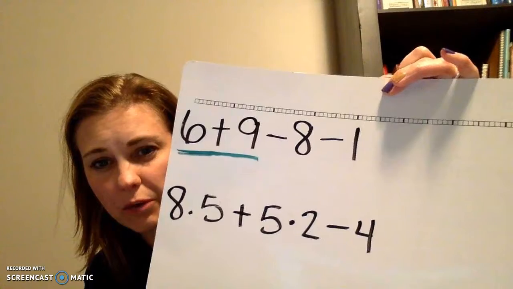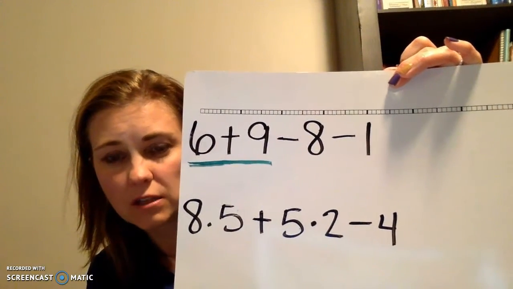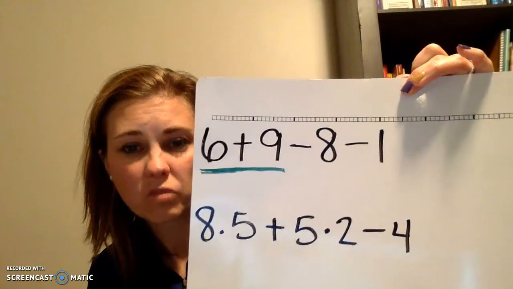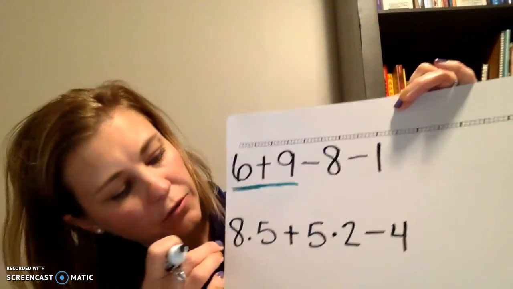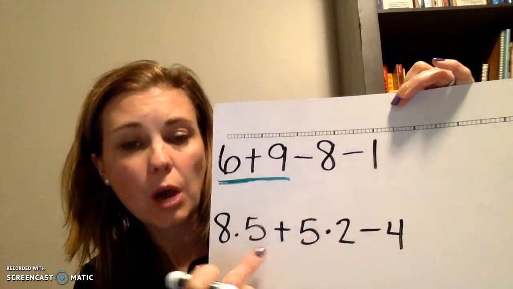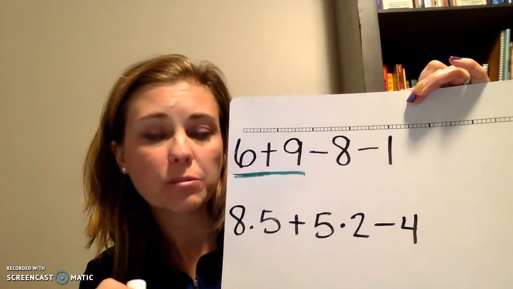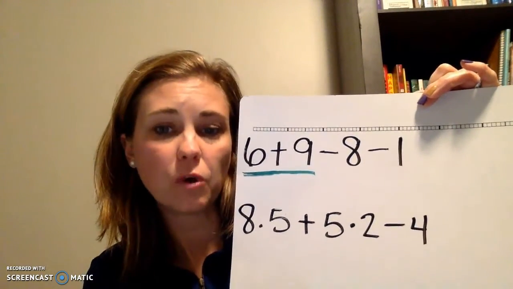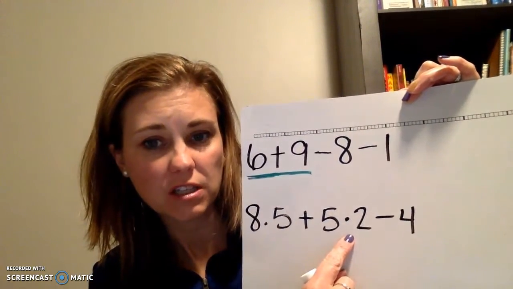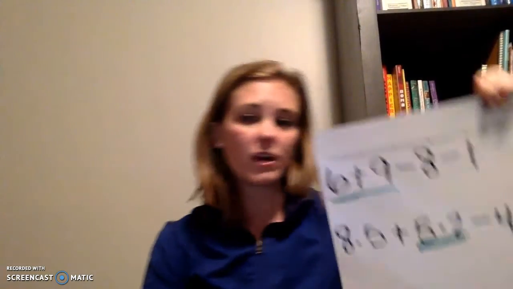So let's look at the second one. I have 8 and 5/10 plus 5 times 2, take away 4. So when we're going from left to right, the very first operation we come to is addition. But remember our rules? Multiplication and division comes before addition and subtraction, and we have multiplication in this expression. So multiplication would be the very first operation we do in this expression. So this one would be no.